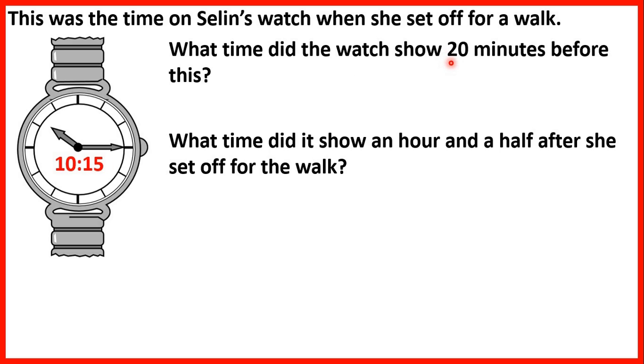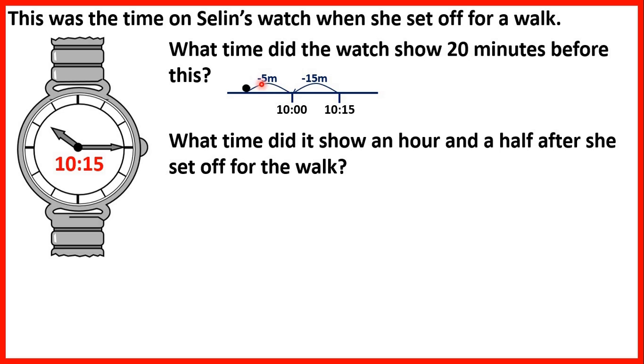But we want the time 20 minutes before this. So on a timeline, we can write 10:15, and we need to subtract 20 minutes. First, we can subtract the 15 minutes that we have, and that will take us back to 10 o'clock. But that's subtracting 15 minutes, and we want to subtract 20. So we need to subtract another 5 minutes, because if we subtract 15 and then 5, that's 20 altogether.